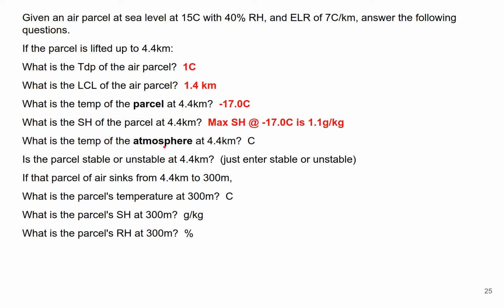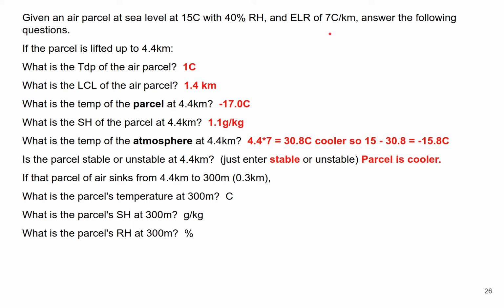To find the temperature of the atmosphere, we know what the temperature was on the ground, 15 Celsius, and we know what the ELR is, 7. So we're going from the surface 4.4 kilometers up, cooling 7 degrees at a time. So it's going to be 30.8 degrees cooler. The starting temperature was 15. 15 minus 30.8 is negative 15.8 Celsius.